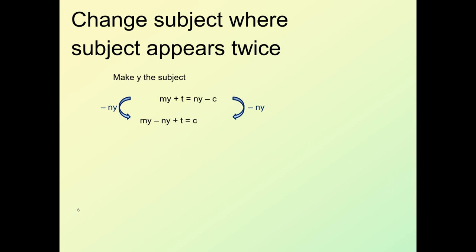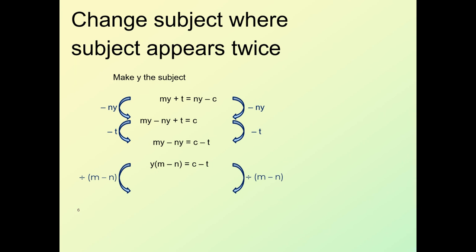Then what can I do? I just want the Y terms next to each other. I don't want that T. How can I get rid of that T? I can subtract T from both sides. My minus Ny is equal to C minus T. Then I can factorize, because on the left-hand side, both terms share a factor of Y. So that would be Y bracket M minus N is equal to C minus T. Dividing by M minus N on both sides, Y is equal to C minus T over M minus N.